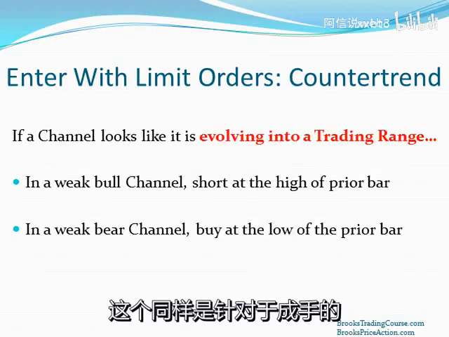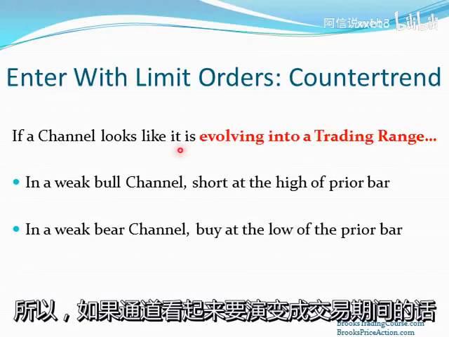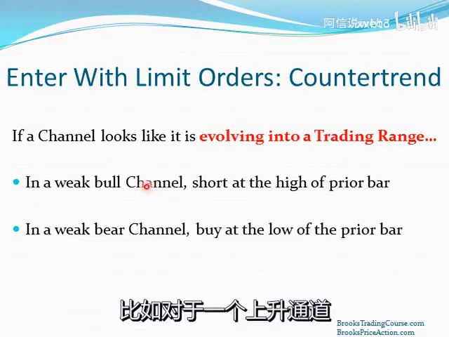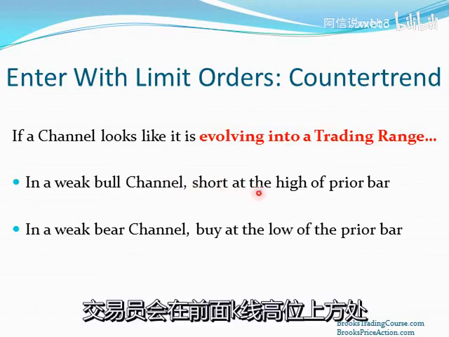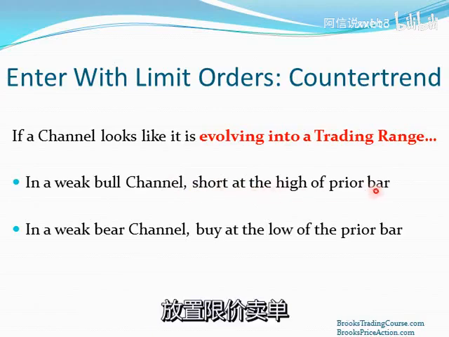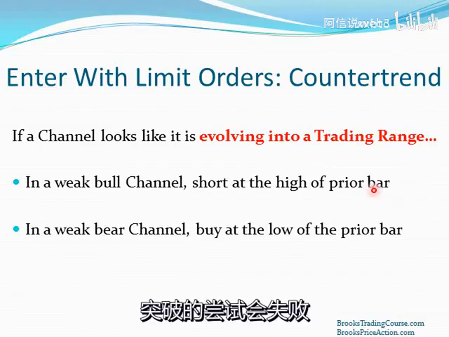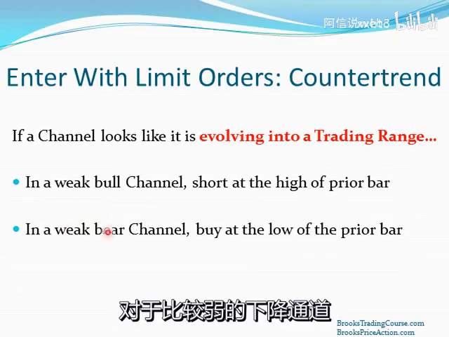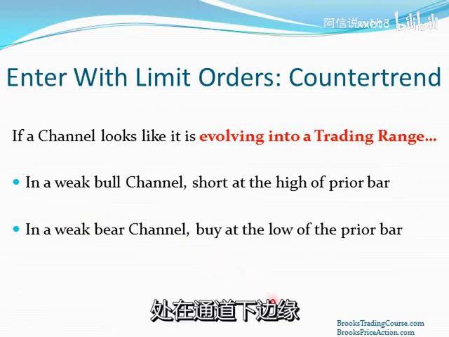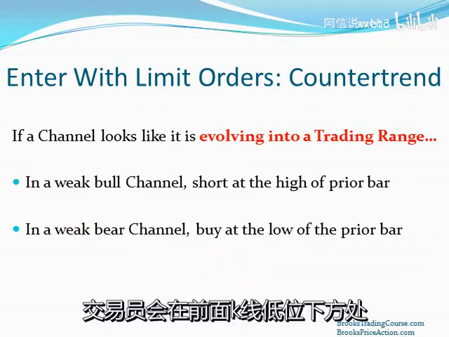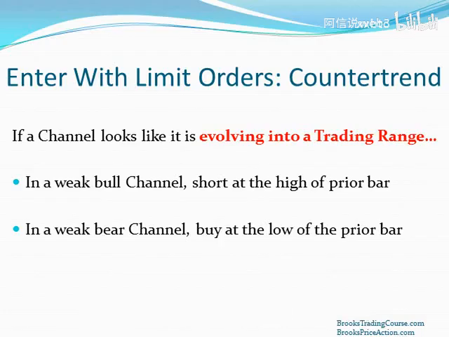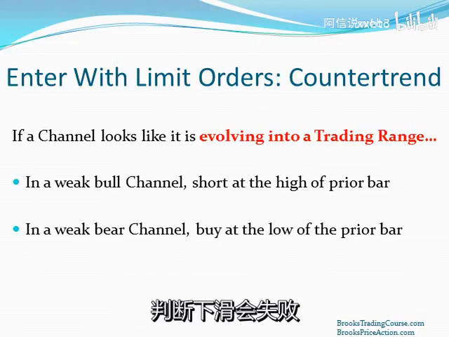Again, this is only for more experienced traders. So if a channel looks like it's evolving into a trading range, and let's say it's a bull channel and you're at the top, traders will place limit orders at the high of the prior bar to go short, betting that if the market goes above the high of the prior bar, that breakout attempt will fail. In a weak bear channel, it's trading down and you get a small bear flag, traders will buy with a limit order at the low of the prior bar, the signal bar for the short, betting that the short will fail.